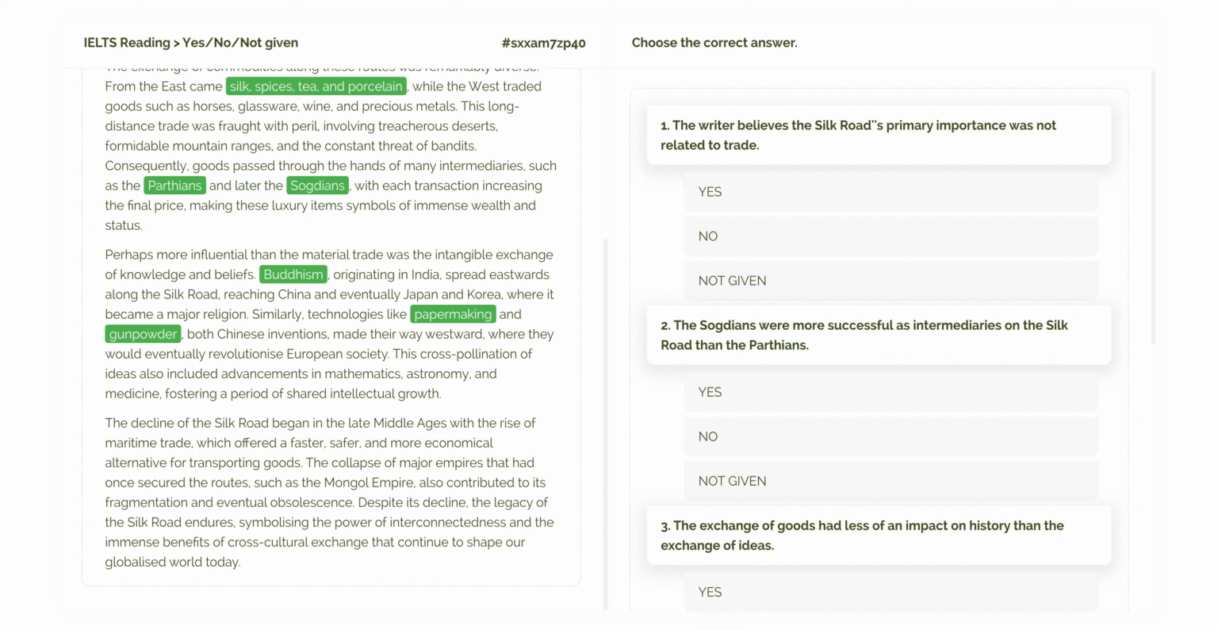Paragraph 4 is our conclusion. It explains why the Silk Road declined, mentioning the rise of maritime trade and the collapse of empires like the Mongol Empire. It ends by talking about the lasting legacy of the Silk Road, providing a clear cause and effect structure.